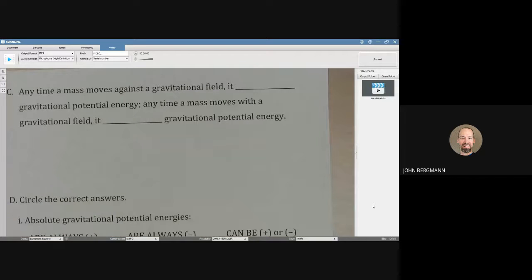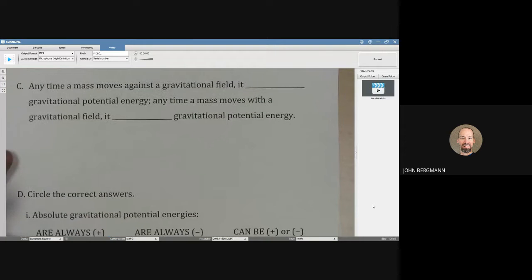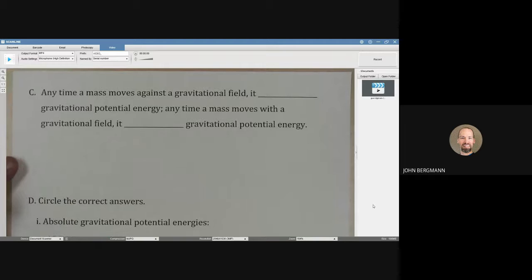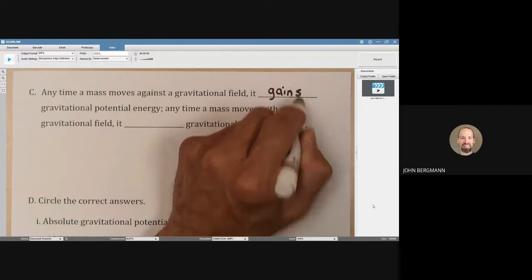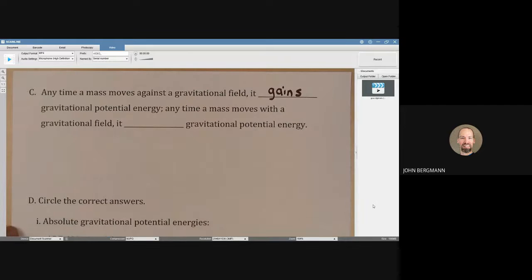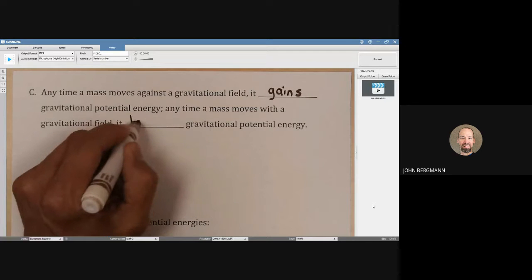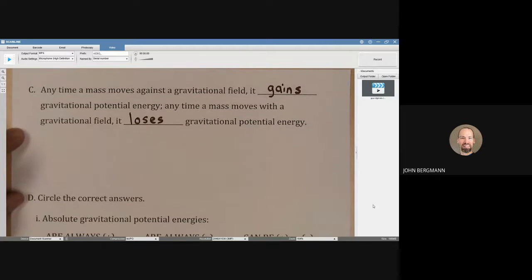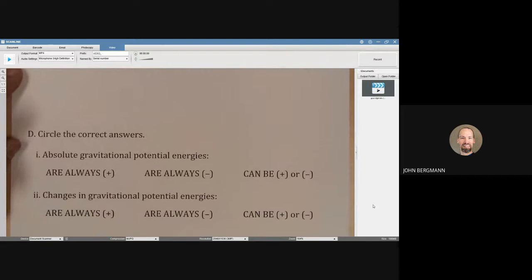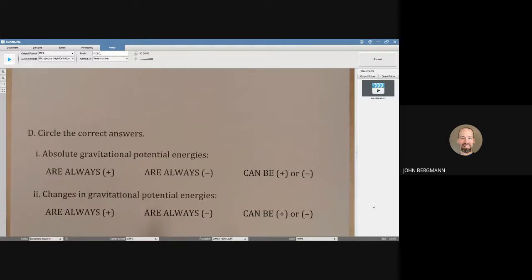A couple more basics here. Anytime a mass moves against a gravitational field, it gains potential energy. When you lift a mass up, it gains potential energy. Anytime a mass moves with a gravitational field, that is, if you drop a mass, it's going to lose gravitational potential energy. Last thing, absolute gravitational potential energies are always negative.